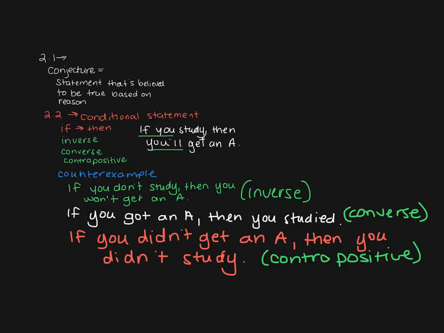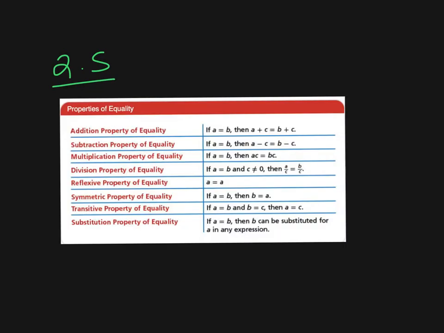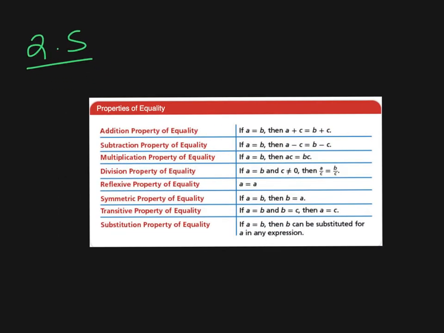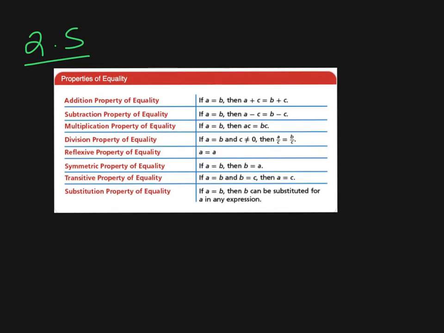You also started your algebraic and geometric proofs in this chapter. So that was 2.5. In 2.5, you learned all the properties. So again, this is just a snapshot from your book from 2.5, but you had the addition property of equality, which said you add the same thing to both sides, it keeps your equation balanced. Subtraction property, which means you subtract the same thing from both sides. Multiplication, you multiply the same thing on both sides. Division, divide the same thing on both sides.